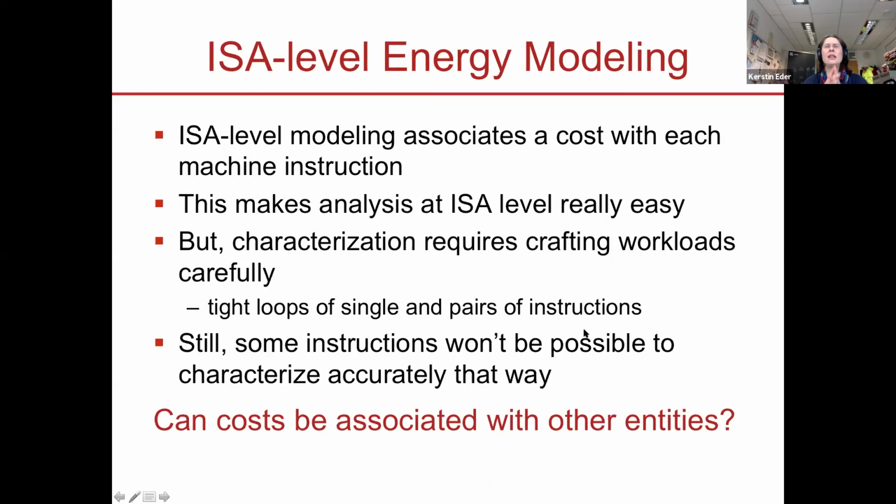So ISA level energy modeling, to sum this up, associates costs with each machine instruction, or aims to do this. This makes the analysis at the ISA level really easy, right? Because we've seen that if I can extract cost relations at the ISA level and the energy model provides me exactly these costs, then I can just simply add things up. And that's really easy. But characterization requires crafting workloads extremely carefully, tight loops of single and pairs of instructions, and still some instructions won't be possible to characterize accurately that way.